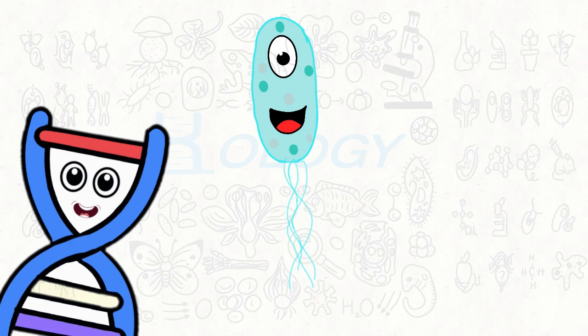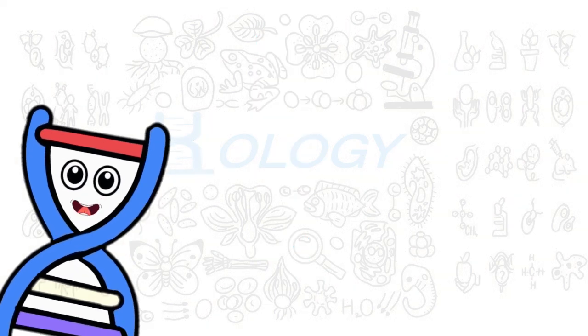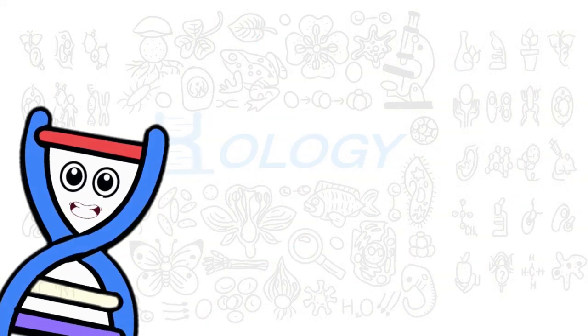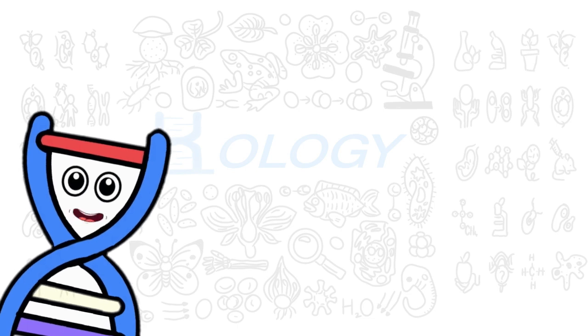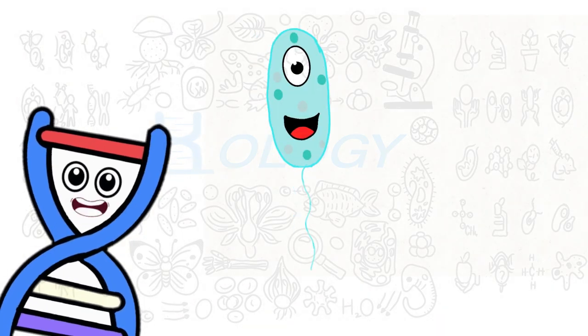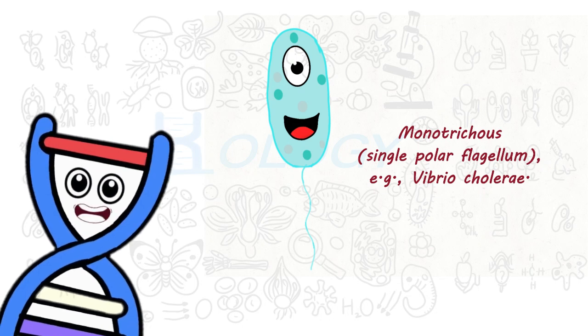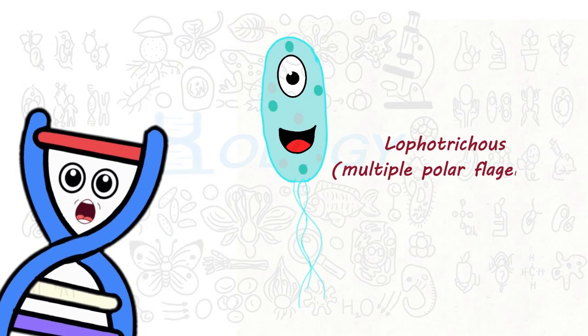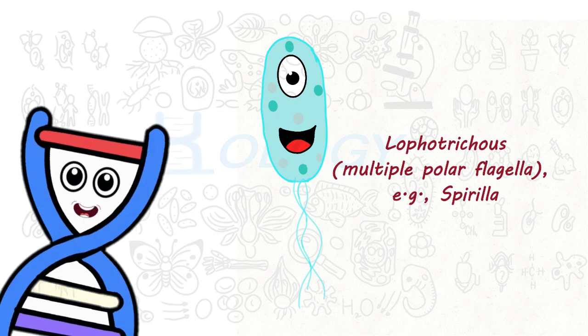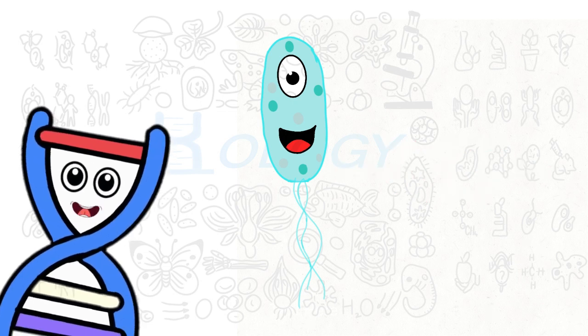The arrangement of flagella varies between different bacterial species. Depending on the arrangement, flagella can be of the following types. Monotrichous: single polar flagellum, for example, Vibrio cholerae. Lophotrichous: multiple polar flagella, for example, Spirilla.